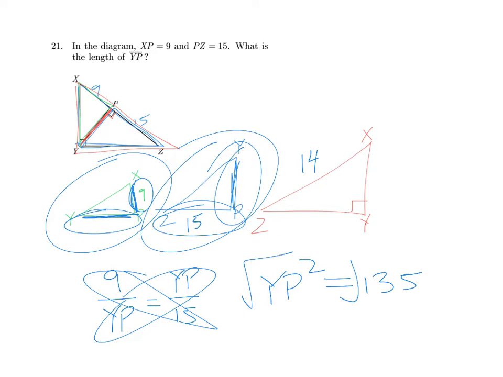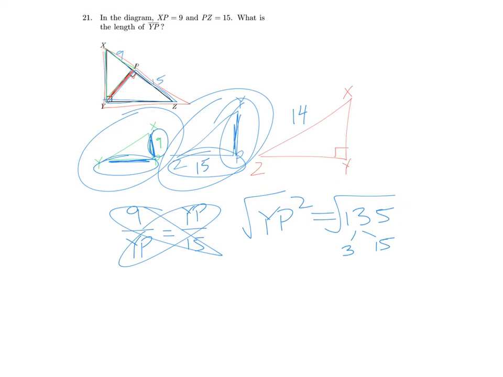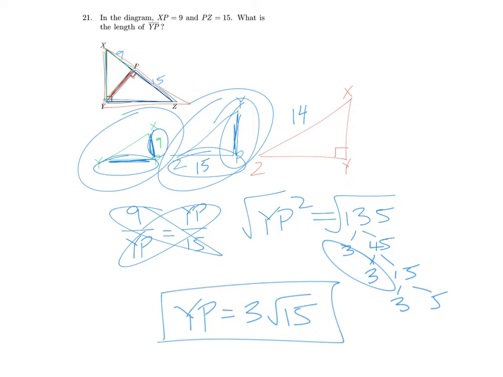All right, take the square root of both sides. Let's see here, 135 is 3 times 45, and 45 is 3 times 15. Sorry, 3 times 15, and 3 times 5. All right, I have a pair of 3's. So YP is equal to 3 square root of 15. Done. All right, once again, it's really easy to do these problems when you understand how to apply the idea of similarity and setting up proportions.